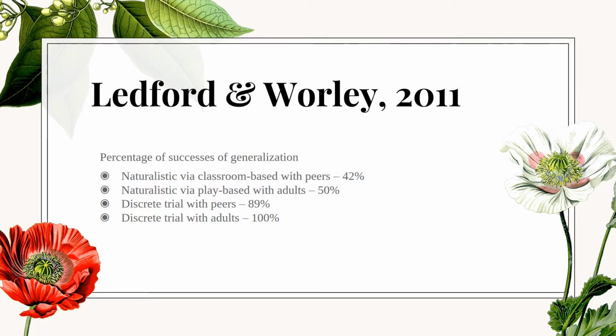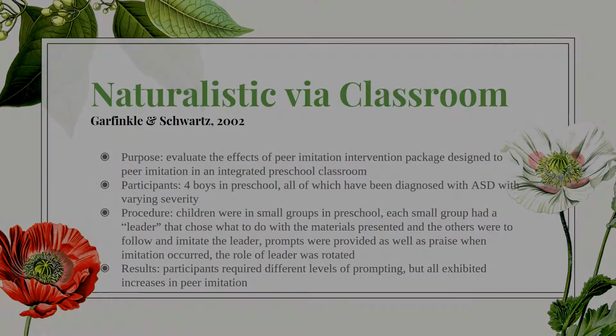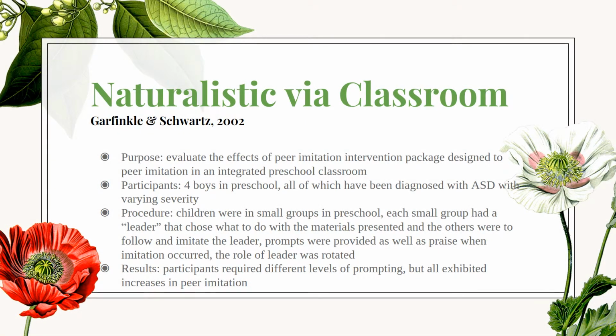Let's take a look at 4 of the studies that they presented in this meta-analysis that goes through each of the 4 types of methods. So, naturalistic via the classroom. Garfinkel and Schwartz in 2002 wanted to evaluate the effects of peer imitation, designed to increase peer imitation in an integrated preschool classroom. There were 4 boys in preschool, all of whom have been diagnosed with varying severity of ASD.